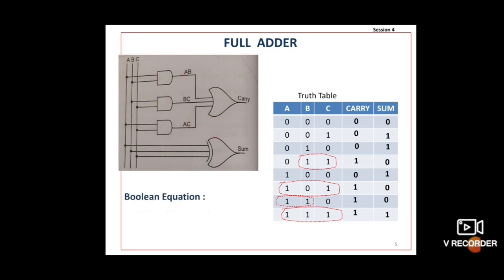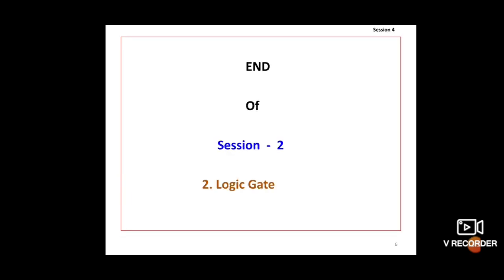Now, what is the Boolean equation? Carry is AB plus BC plus AC, and sum is equal to A XOR B XOR C. Understood student? Half adder and full adder. Okay. In a full adder 3-bit addition can be performed. In a half adder only 2-bit addition can be performed, only for the LSB column. Okay. So this is the difference between half adder and full adder. Now, end of this session 2. Thank you student.